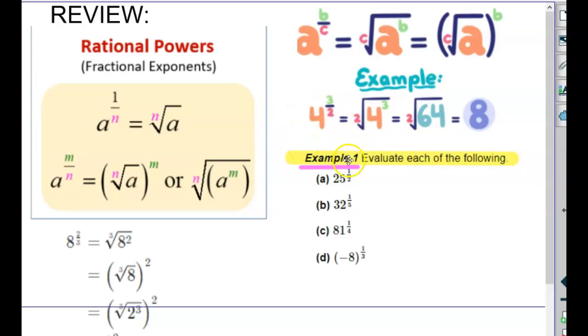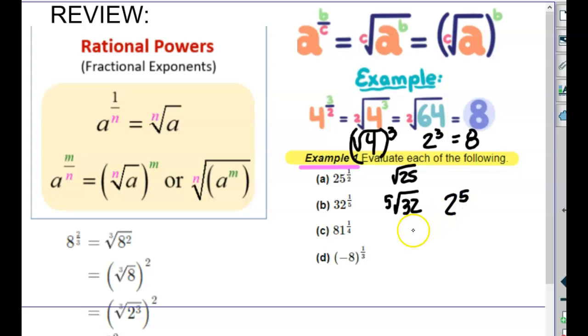You could square root the 4 first and get 2, and then 2 to the 3rd would also be 8. Okay? These are not real complicated ones, but this 25 to the 1/2 means the square root of 25. So the answer, anybody? 5. Okay. This means the 5th root of 32. See if you can find 32 under powers. Okay, this is 2 to the 5th. It's on that little sheet.